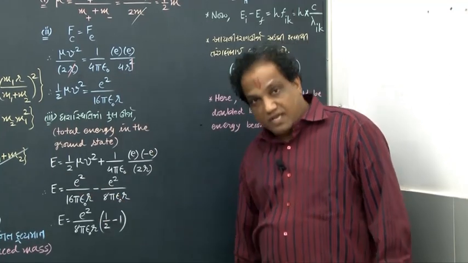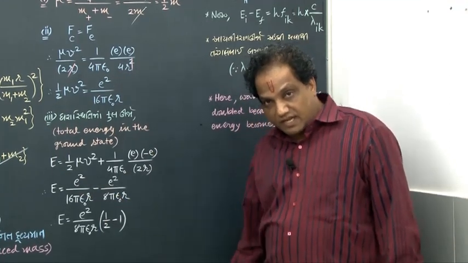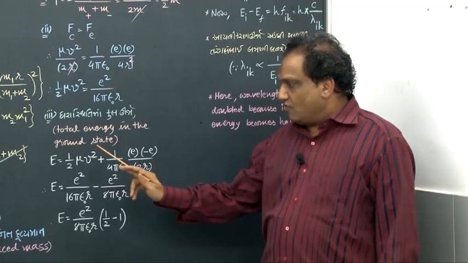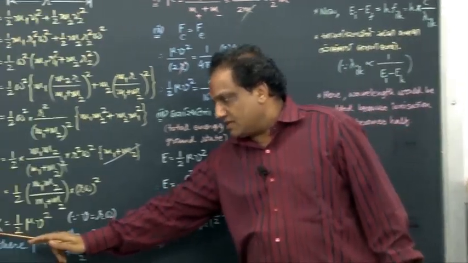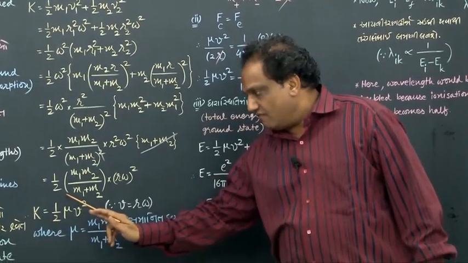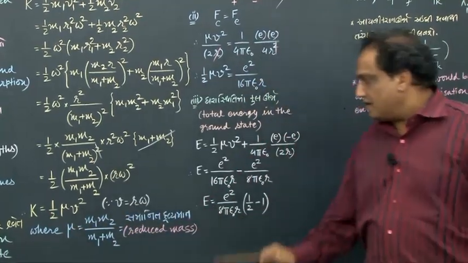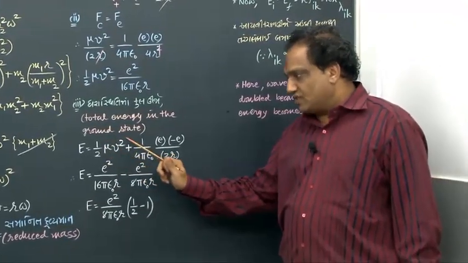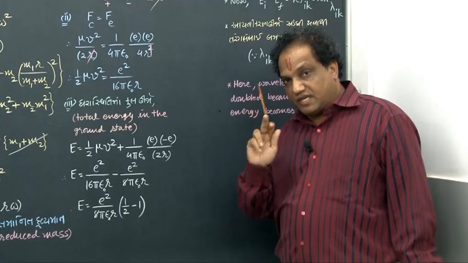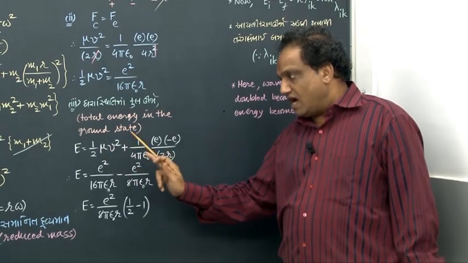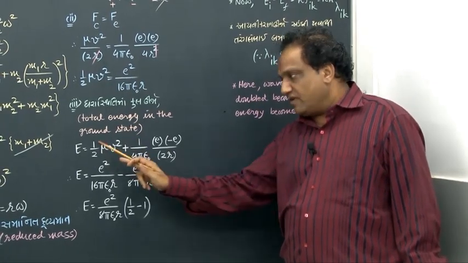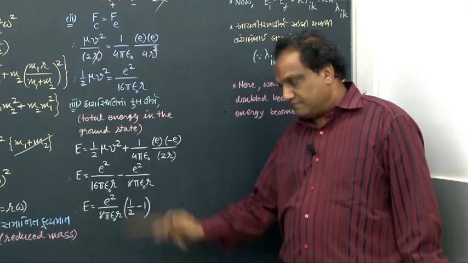Let it be capital E. Total energy means kinetic energy plus potential energy. What is kinetic energy for a binary system? Just now we obtained the formula 1 by 2 mu v square. By mistake in the textbook they have written here 1 by 2 mu r square. Actually it must be 1 by 2 mu v square.